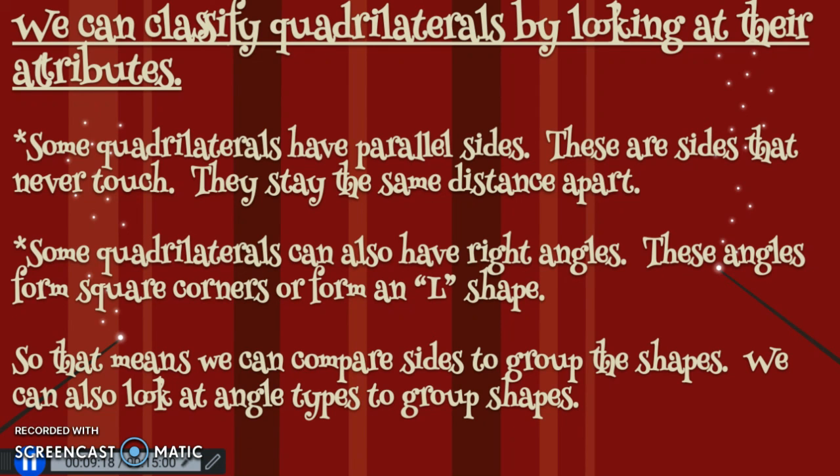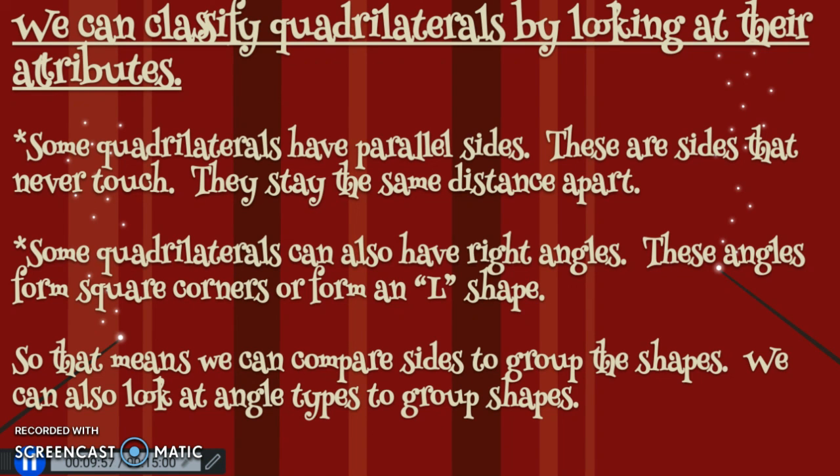So that means that we can compare sides to group the shapes. We can also look at angle types to group shapes, and we talked a little bit about that last week, that some qualifications can be determined based on how many sides they have. We talked about hexagons and pentagons. Hexagons have 6 sides, pentagons have 5 sides, triangles have 3 sides. Quadrilaterals have 4 sides. So we talked about that last week. So there's all kinds of ways that we can classify shapes and things that we're going to look at.